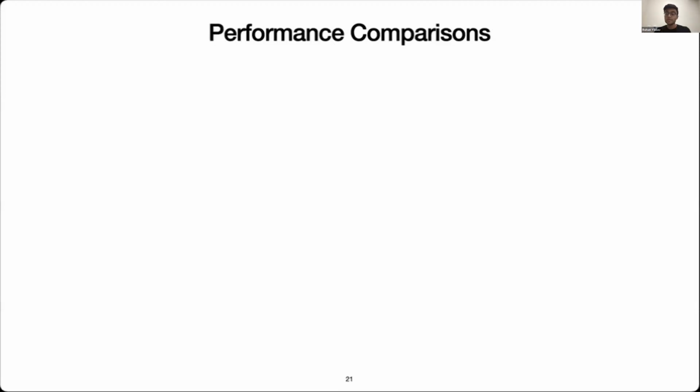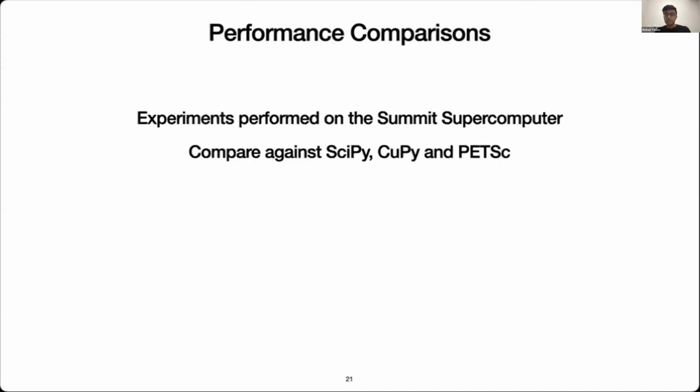And I want to talk a bit about performance to show off what we can do. All of our experiments here were performed on the Summit supercomputer, and we're going to compare against scipy, CuPy, and PETSc. CuPy is the single GPU implementation of scipy and NumPy, and PETSc is the industry standard sparse linear algebra system.